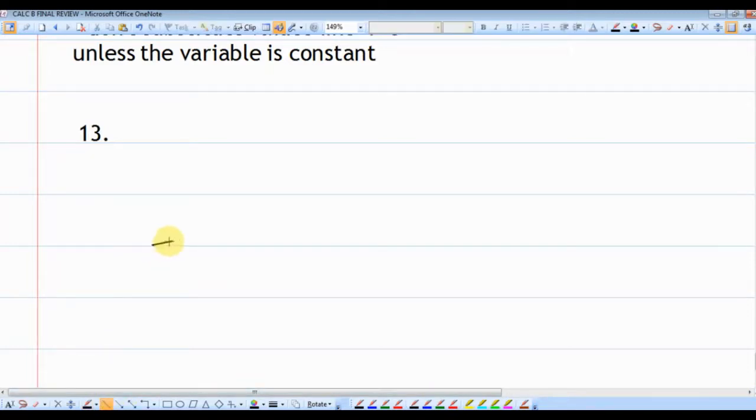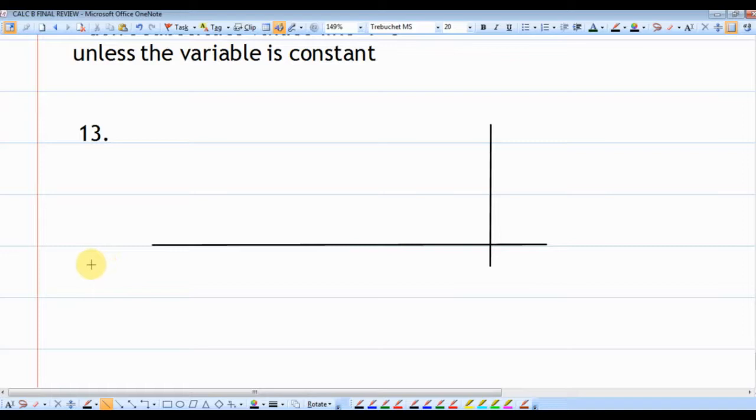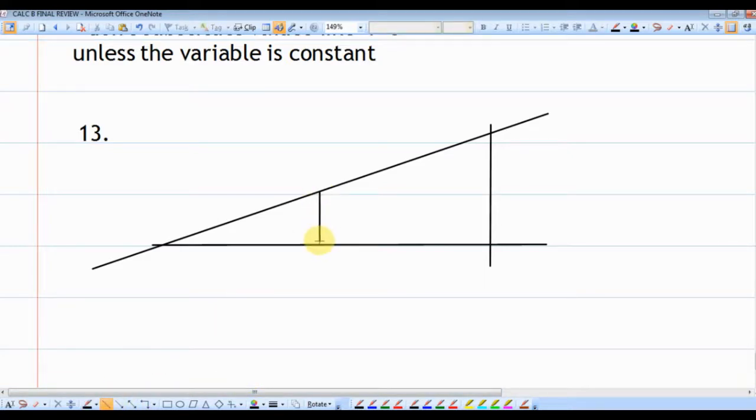Let's draw them. This is going to be the ground. This is going to be the height. There we go, we got a right triangle. Alexis is going to be here. She gets to be a line. This right here is the shadow, and this right here is the light. Now is a good time to substitute constants.